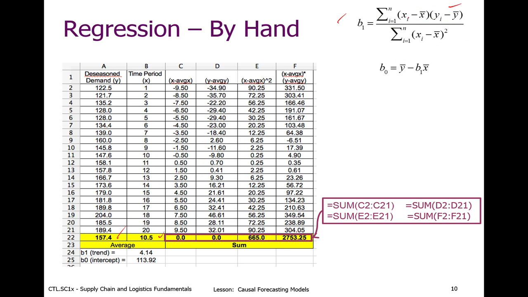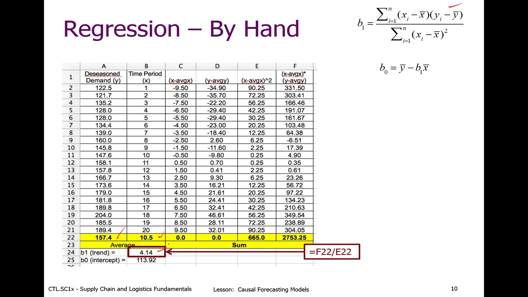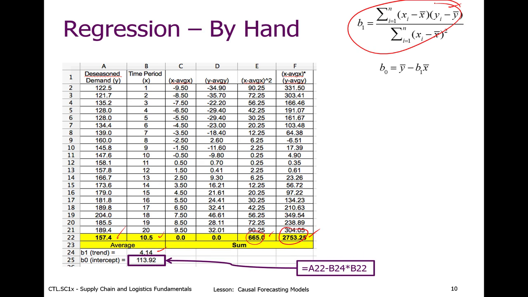All right, let me just clean that up a little bit. So, how do I calculate my B1? Well, I'm simply going to look at the sum of the X minus average X times Y minus average Y, that's in cell F22, and divide that by the sum of the X minus average X squared. So I just found those two terms, and all I'm doing is punching this back into the equation. The beta naught is going to be pretty simple. It's going to be the average Y minus the average X times the trend I just estimated.